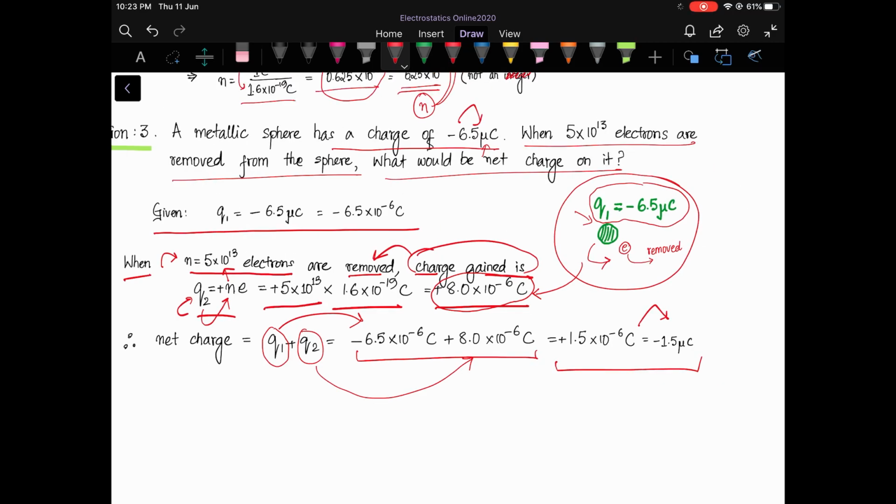So in this problem you saw that the body may not be in the neutral state and can still lose or gain electrons. And net charge always has a formula of Q1 plus Q2, where you must take care of their signs properly.